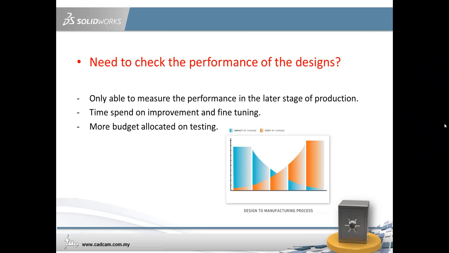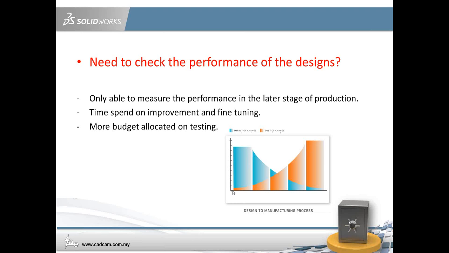The current issue that we are facing is that we are only able to measure the performance in the later stage of production, because we cannot perform what we call upfront design validation. And in the end, we spend more time on improvement and fine-tuning, and we allocate quite a lot of budget on testing. If you look at this simple diagram that I attached in this slide, the blue color indicates the impact of change. The orange color indicates the cost of changes.